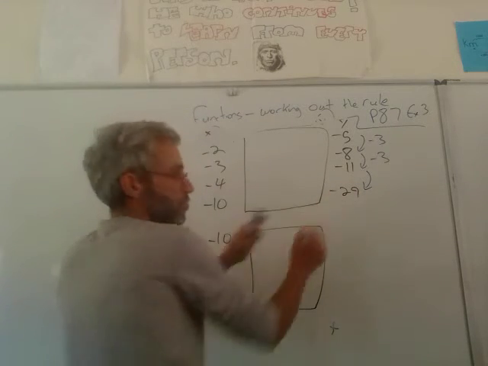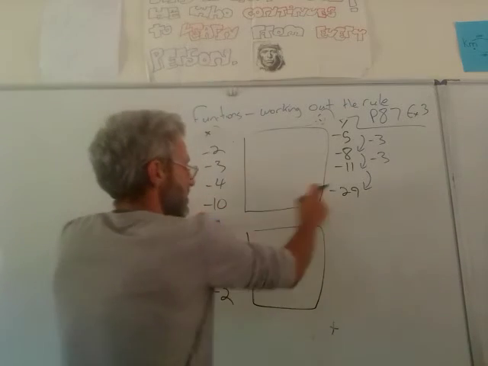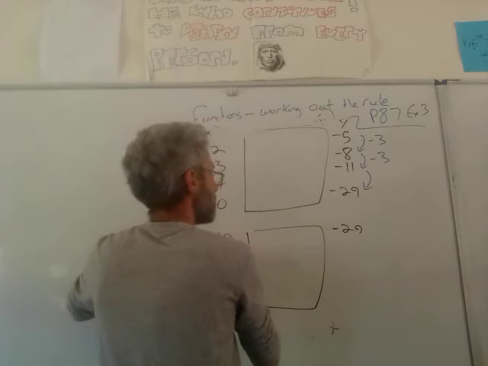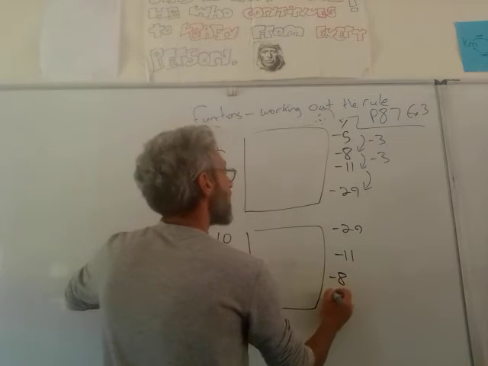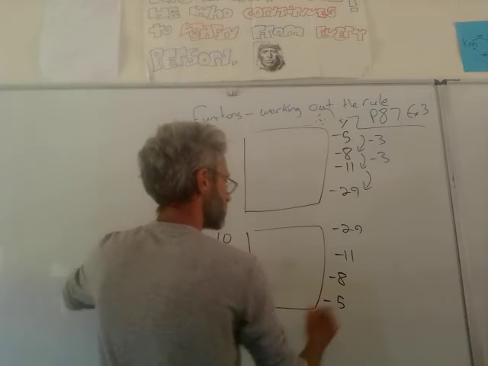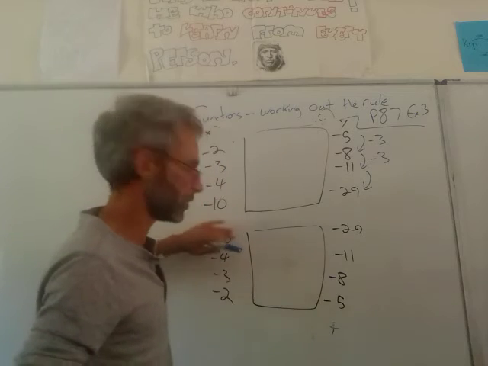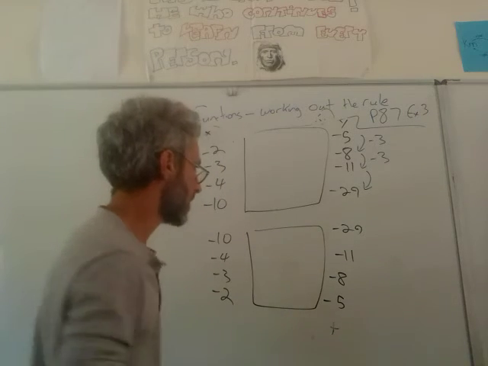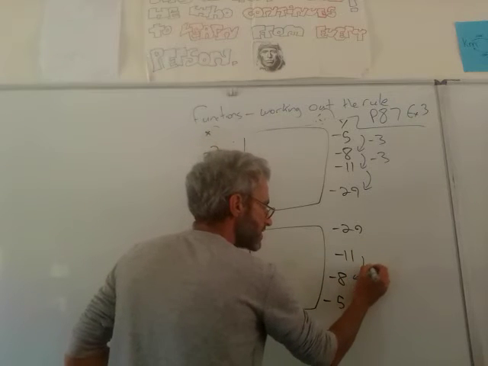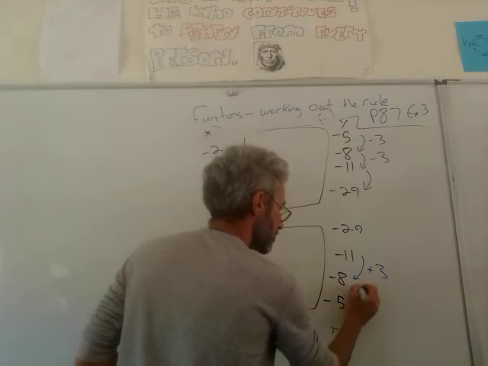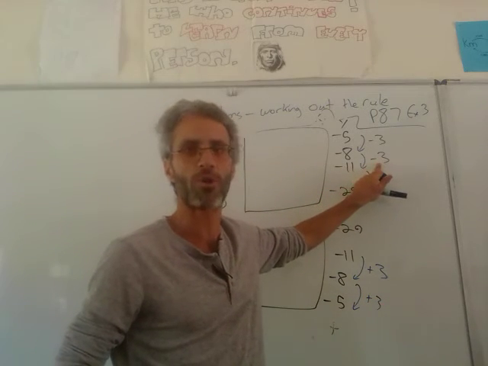Alright, and now I have to make sure I copy the output in the same way. So -10 belongs to -29, -4 belongs to -11, -3 belongs to -8, and -2 belongs to -5. Now I'm going to choose the 3 consecutive numbers. In other words, I'm not looking at -10. Okay? And now I'm looking at these 3 outputs. Now that is actually going up by 3. Going up by 3. So it's +3. If I carried on the other way, I would get the wrong answer.